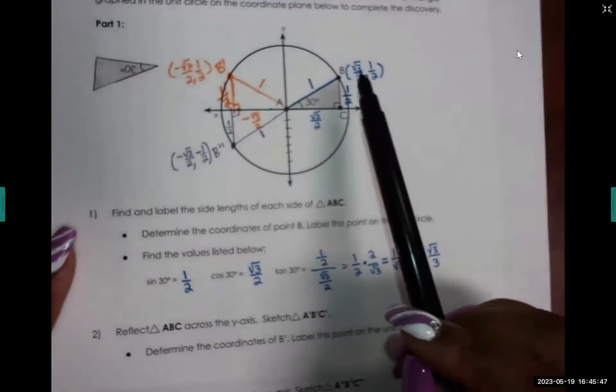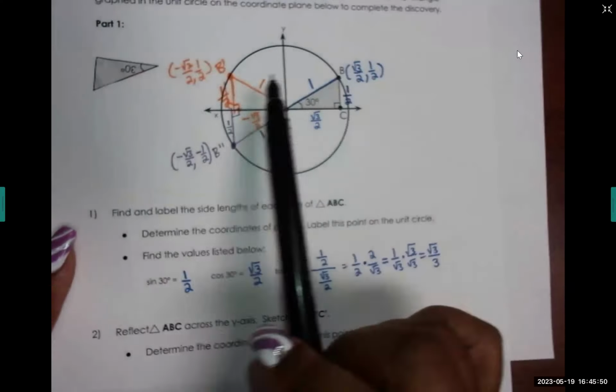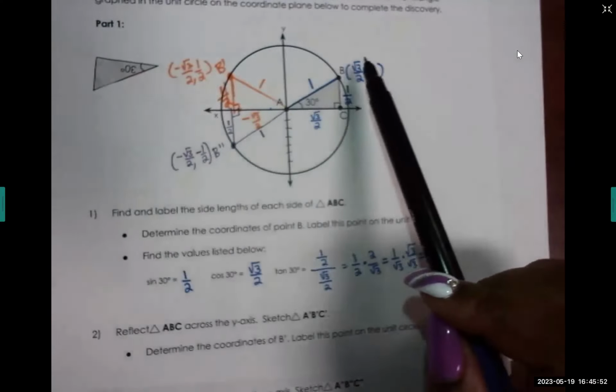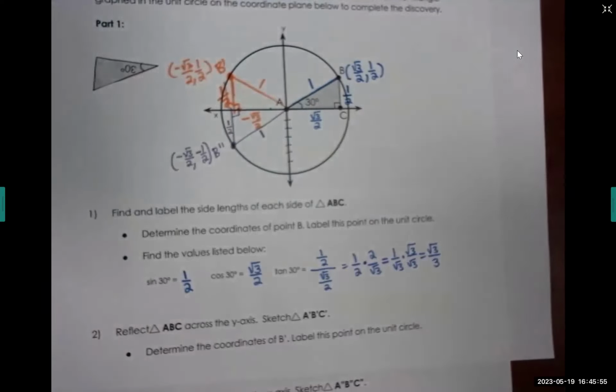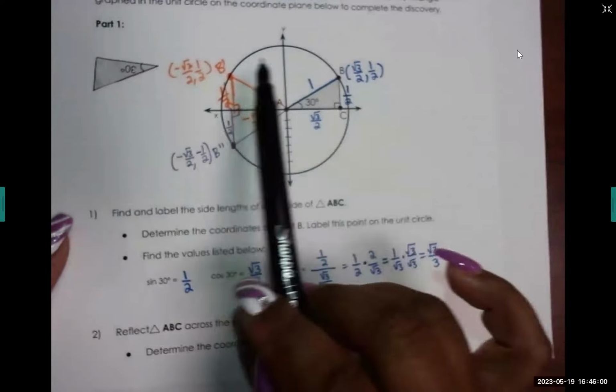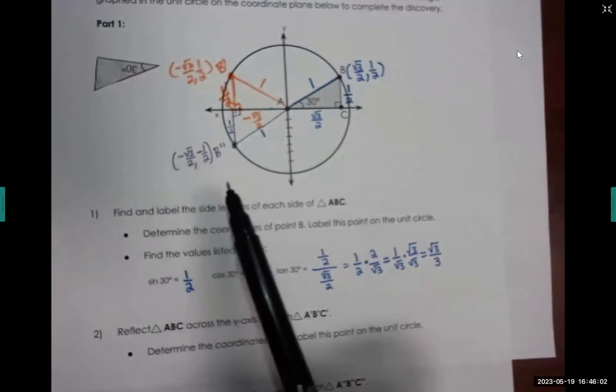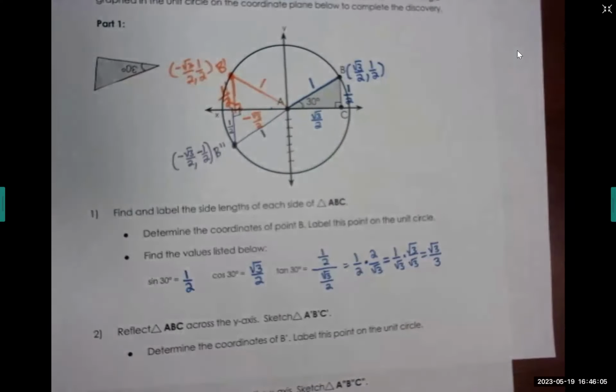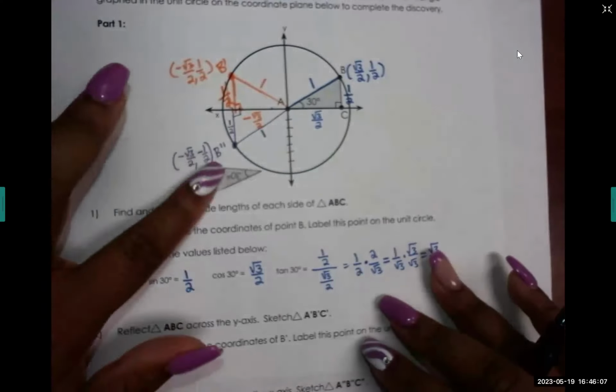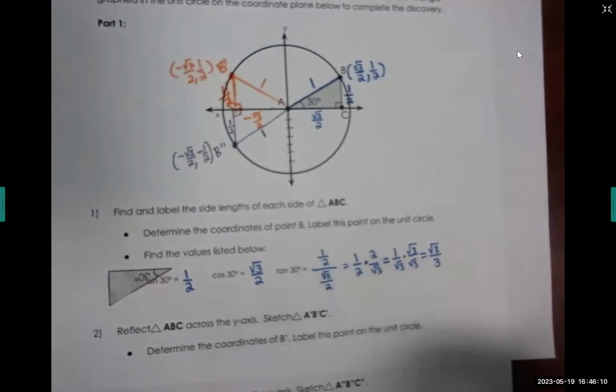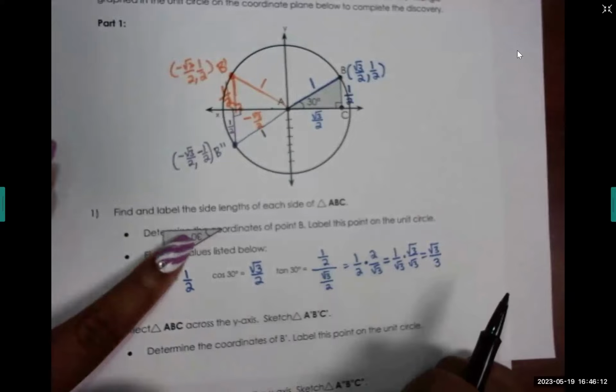Wondering what patterns I noticed. I noticed so far that all of the x coordinates are square root 3 over 2, except some of them are positive and some of them are negative. I also noticed that the y coordinates are the same so far. The two at the top were positive and this one is negative. So I can almost make a prediction about what's going to happen in this fourth quadrant. I think that the coordinates are going to be the same, but the signs are going to be different. So let's see what happens.